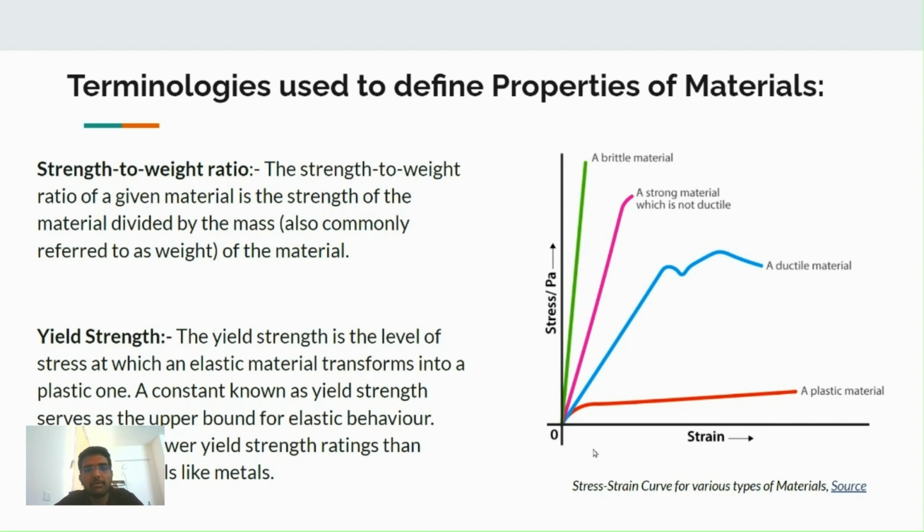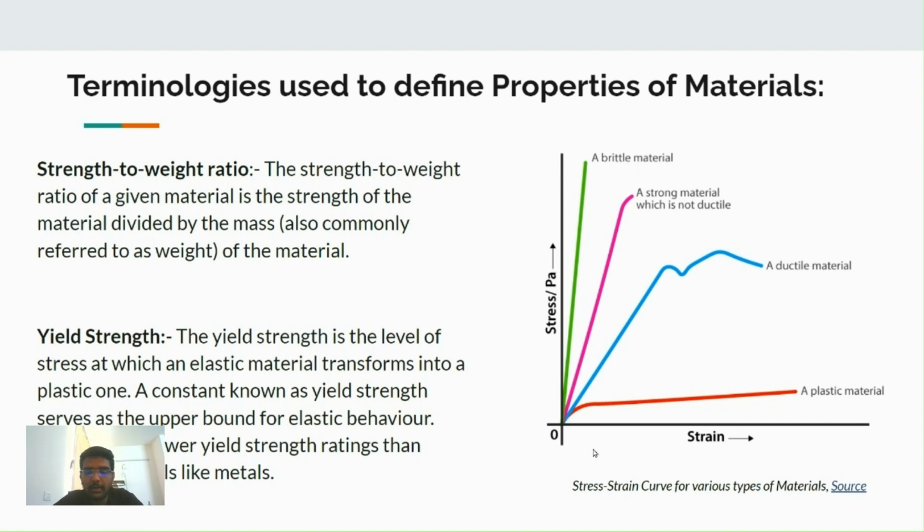The next property that we have is the yield strength. What basically yield strength means is the level of stress up to which the material shows elastic behavior, and after which the material starts behaving as a plastic material. So what plastic materials basically means is that they are not able to regain their original shape, as compared to the elastic materials, where the materials are able to achieve the original shape.